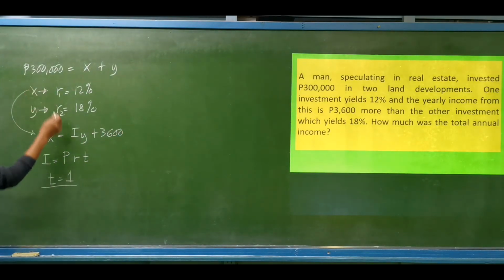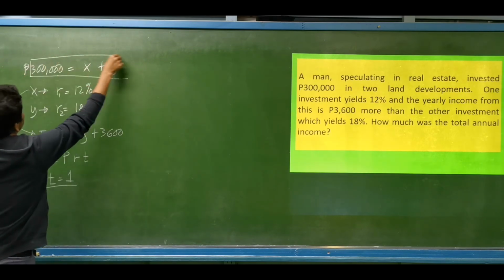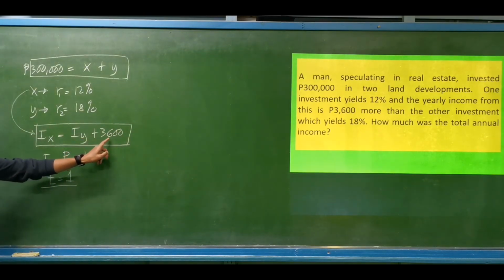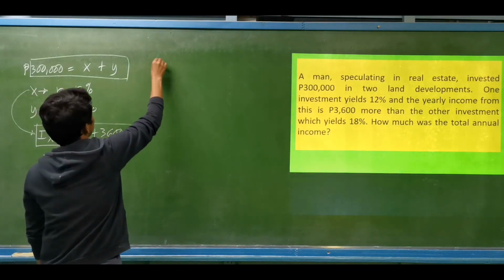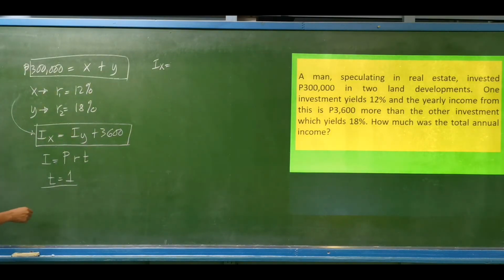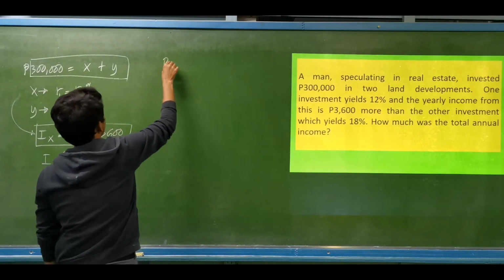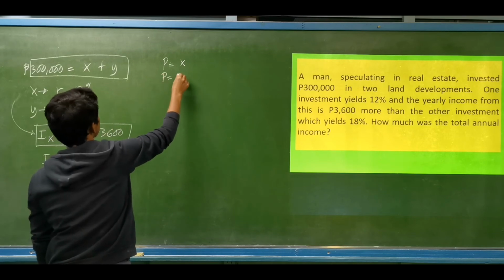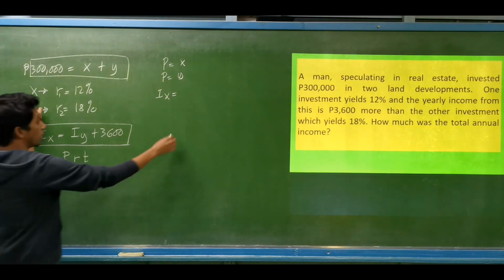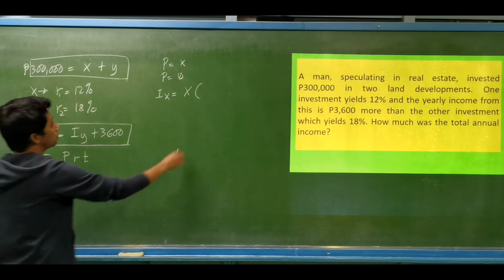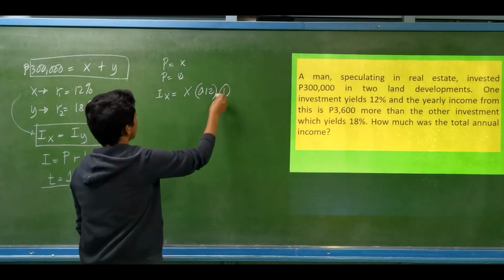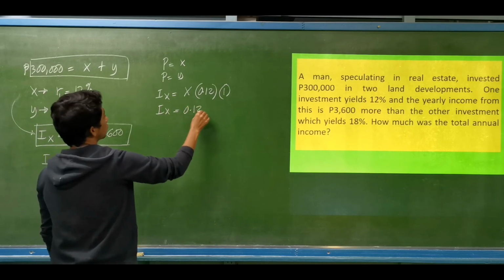So we have this equation: X plus Y is equal to 300,000. The interest at X investment is equal to the interest at Y investment plus 3,600. So what is the equivalent of the interest at X? Let's have the present amount be X and the other present amount be Y. The interest at X is the present amount X, multiplied by the rate, 0.12, considering 1 year, annual, multiplied by 1. So the interest at X is equal to 0.12 of X.